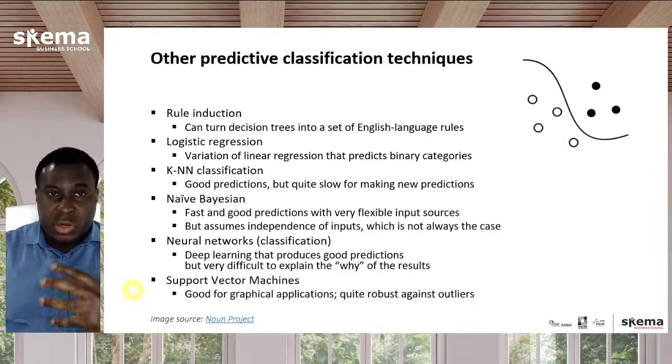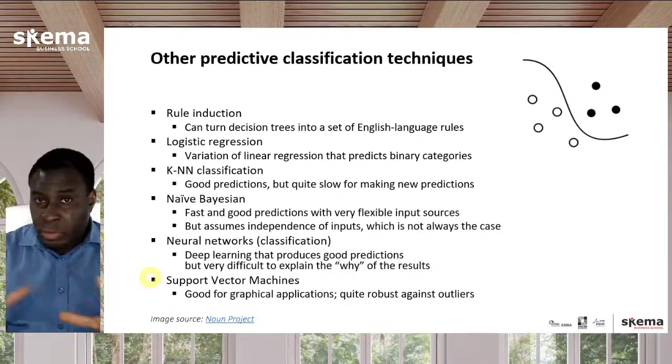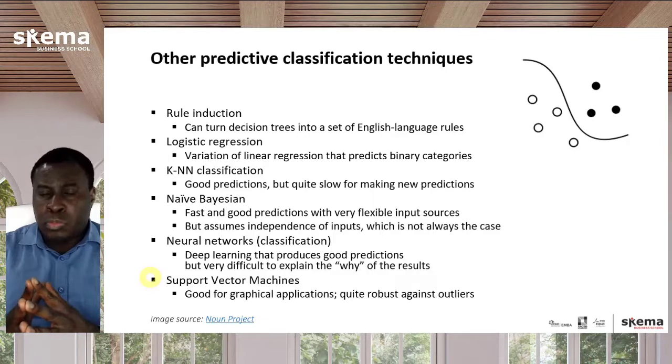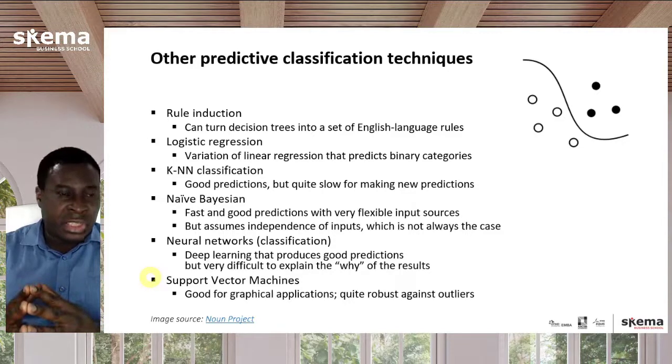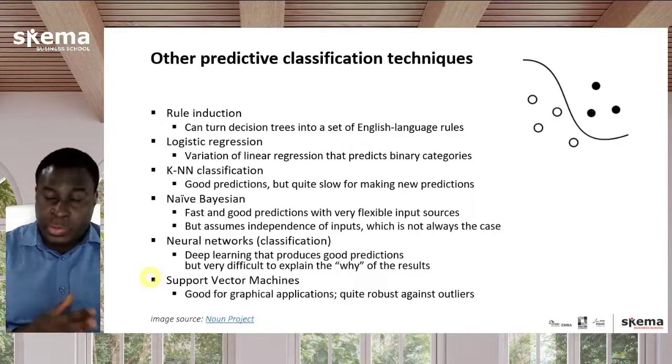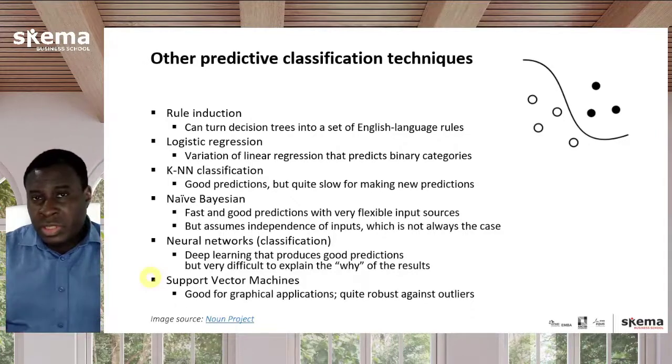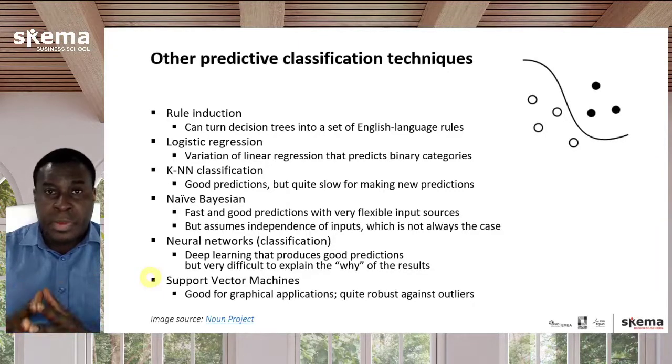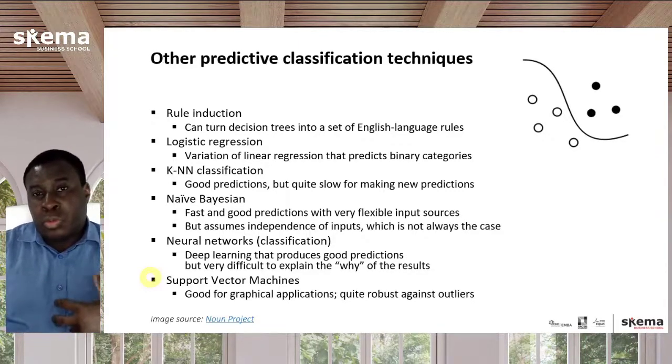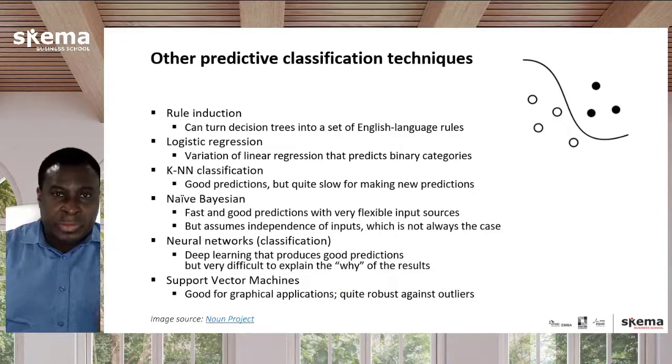Support vector machines are another popular classification approach, which is quite good for graphical applications. And one advantage is that it's fairly robust against outliers. That doesn't affect its decisions very much. Though I will note that decision trees are also quite robust against outliers. So this is a perspective, and if any of these interest you, you could learn more about them. But decision trees are one helpful technique among many other classification approaches.